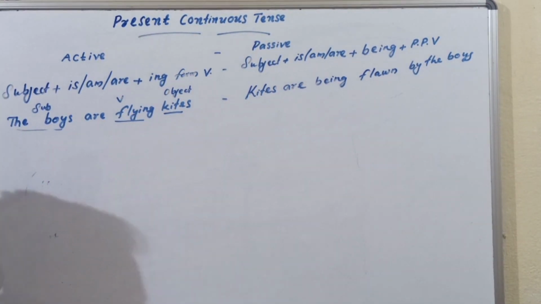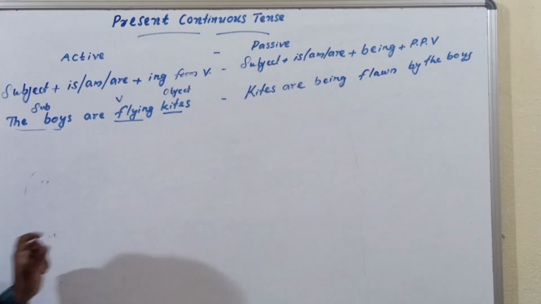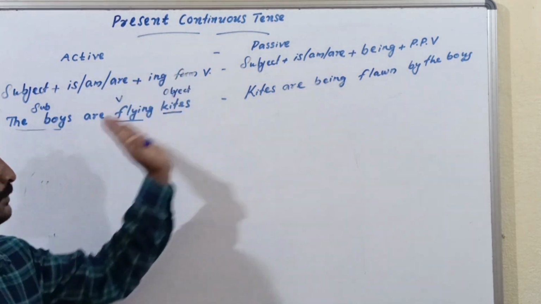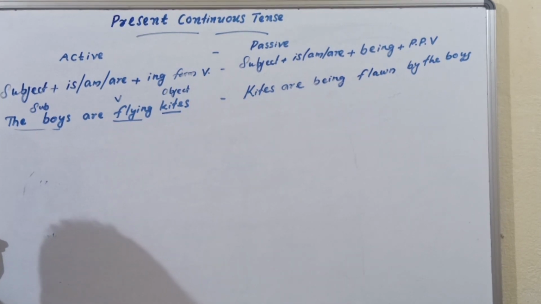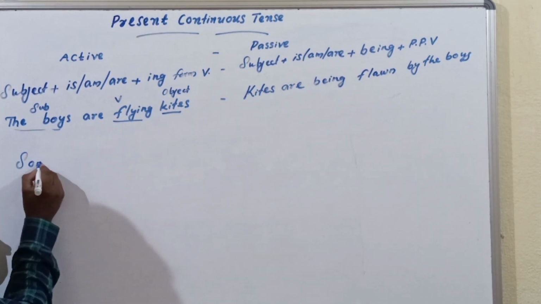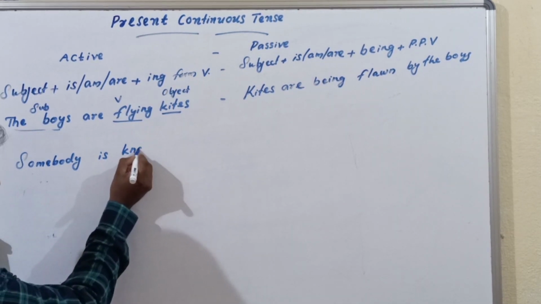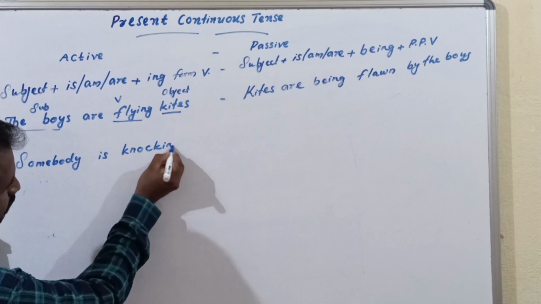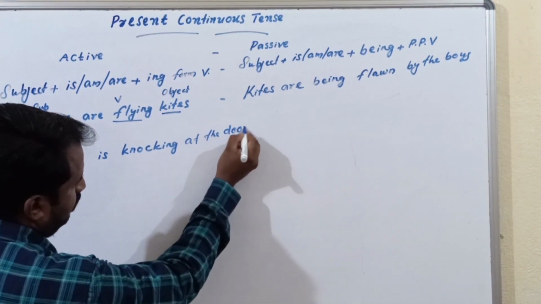As I told you, in active the subject is compulsory, and in passive the object is compulsory. But sometimes we can omit the subject of active in passive. Let us go for an example. It is not compulsory to omit, but if you omit, that is also correct. "Somebody is knocking at the door." Knocking, K-N-O-C-K-I-N-G, at the door.